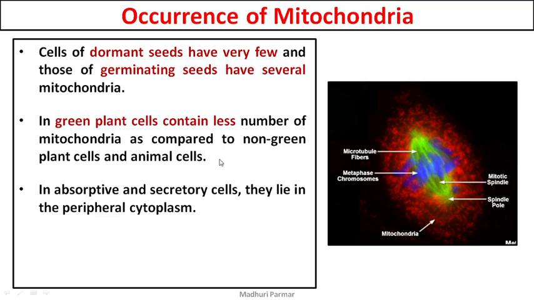In absorptive and secretory cells, they lie in peripheral cytoplasm. In the cells which are doing the function of absorption, they are absorbing something. Think of your intestinal cell lining. In your intestine, the cells will be absorbing nutrition, right? So in such absorptive cells, and in secretory cells, the cells which are secreting something, they will have mitochondria lined at their periphery.